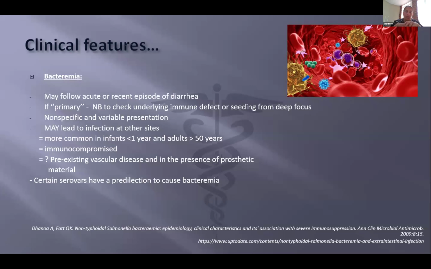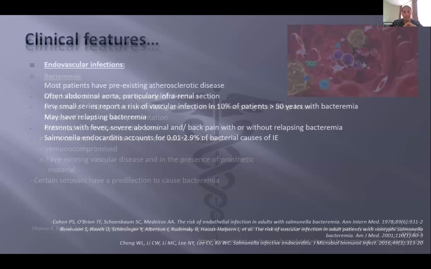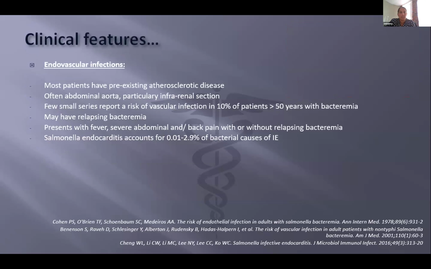So who are the patients who are more at risk of having focal infections? It's been more commonly seen in infants less than the age of 1 and in adults more than the age of 50 if you're immunocompromised. And there is this question about whether, if you have pre-existing vascular disease or in the presence of prosthetic material, you are more at risk of developing focal infections in the setting of a bacteremia. But I will delve and touch on that a bit more when we talk about endovascular infections. And like I mentioned in the beginning, you have certain serovars that have a predilection to cause bacteremia as compared to others.